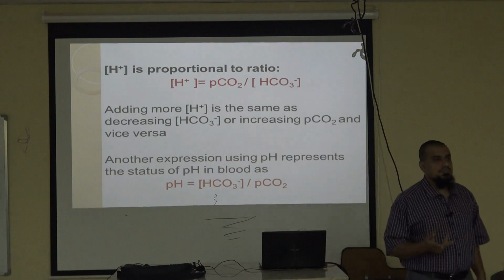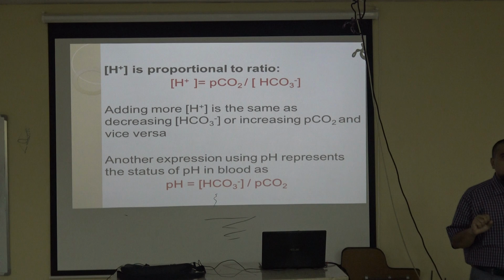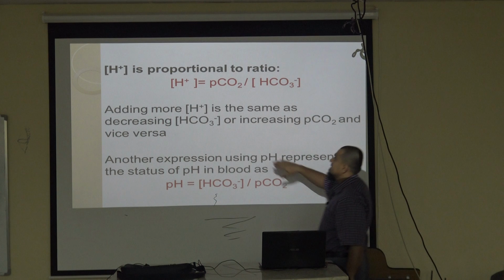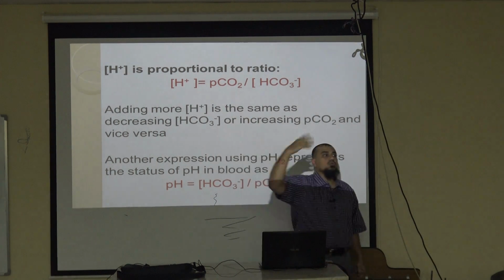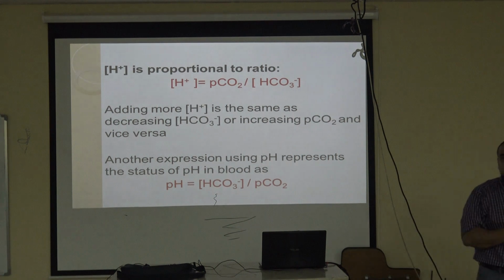Before we go, till now, please remember, based on this chemical buffer system, hydrogen ion concentration is related to carbon dioxide in direct proportion. Whenever carbon dioxide increases, the concentration of hydrogen increases. Is it clear? Similarly, the concentration of hydrogen has an inverse relation with the bicarbonate. Whenever bicarbonate increases, the concentration of hydrogen will decrease.